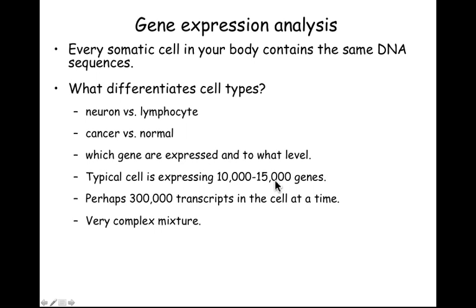And even though they're all expressing them, two cells which are expressing the same gene may express them to a very different level. So altogether, maybe there's 300,000 different messenger RNAs in the cell at a time. So this is a really complex mixture. And if we're going to understand something about development and how the genome is expressed and how that results in phenotypes, we need to be able to tell something about gene expression.